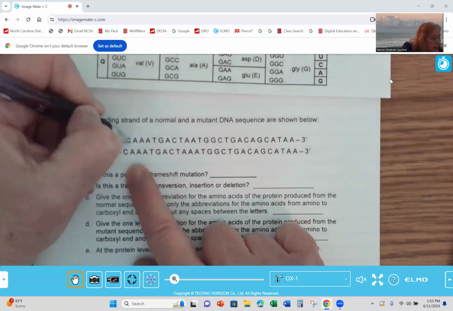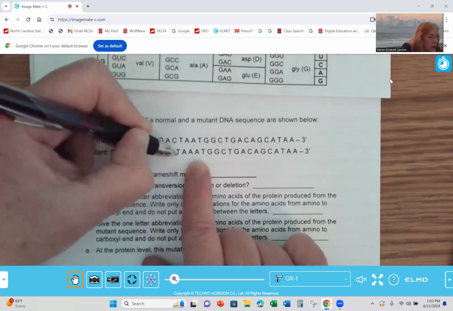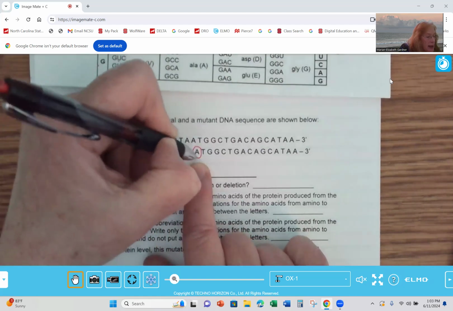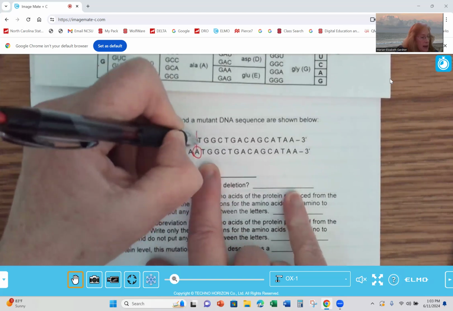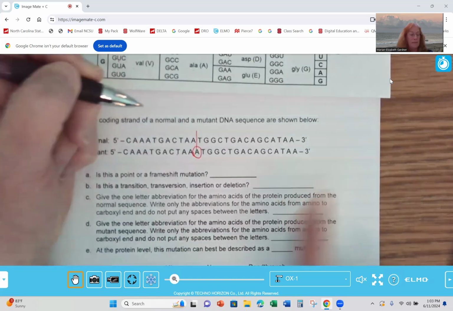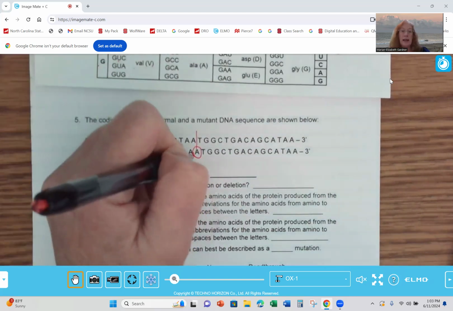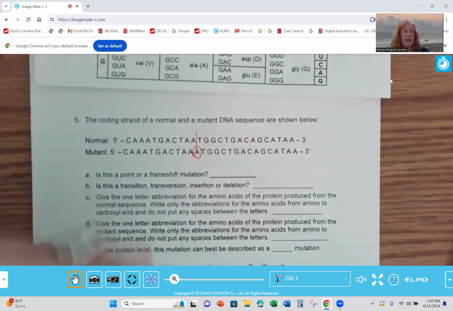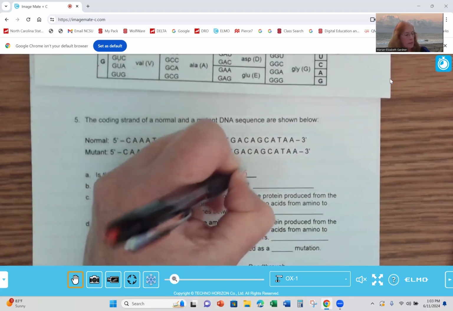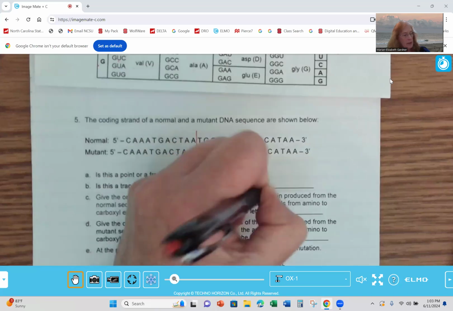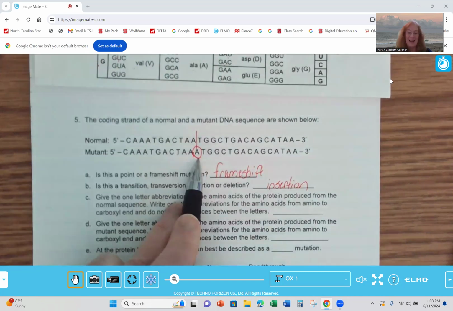So let's read along. G, G, A, C, G. Okay, we got an extra A. So somehow we had an extra A, and then we're back on track again. So we inserted that AT pair. So it looks like an A here, but it would be an AT pair in DNA, and this would be a frame shift mutation. And it was also an insertion because we added that extra base.